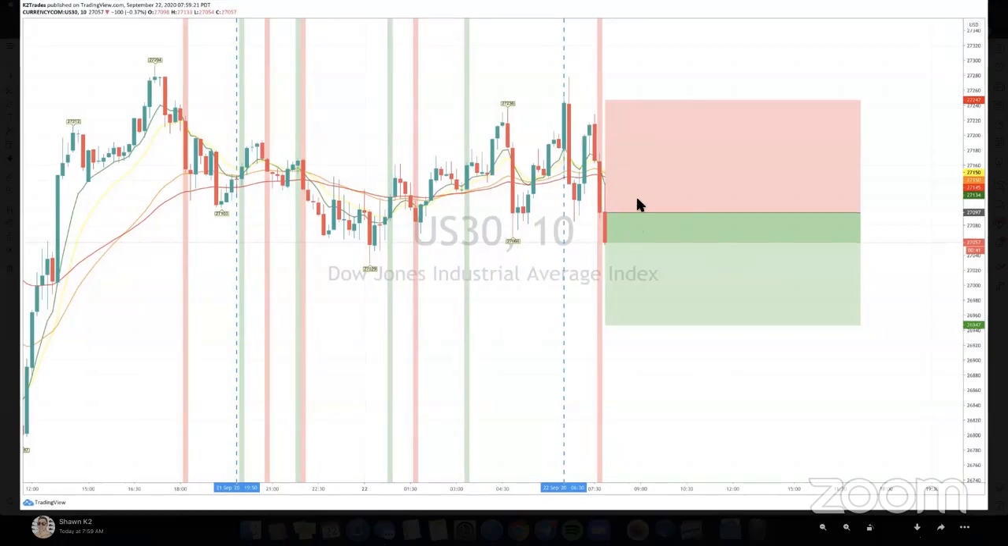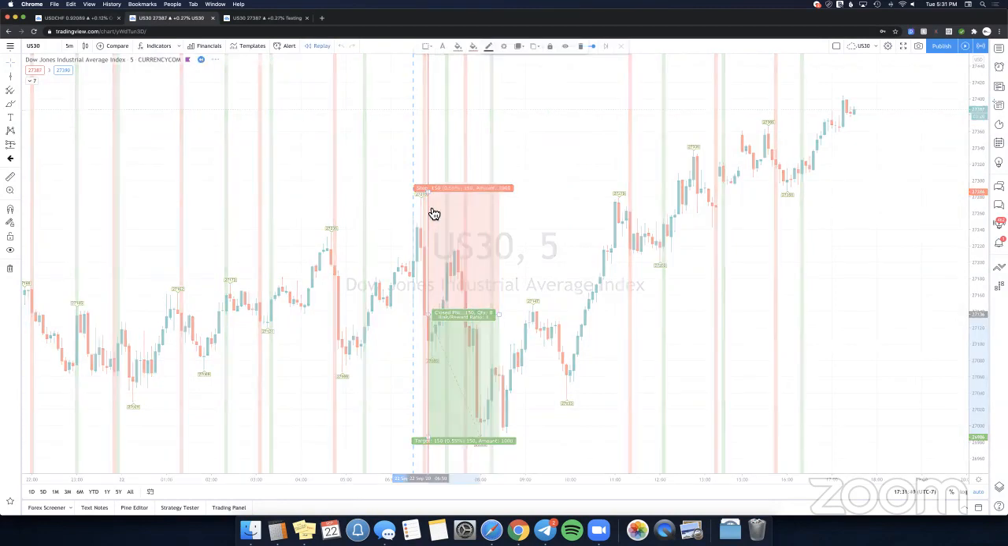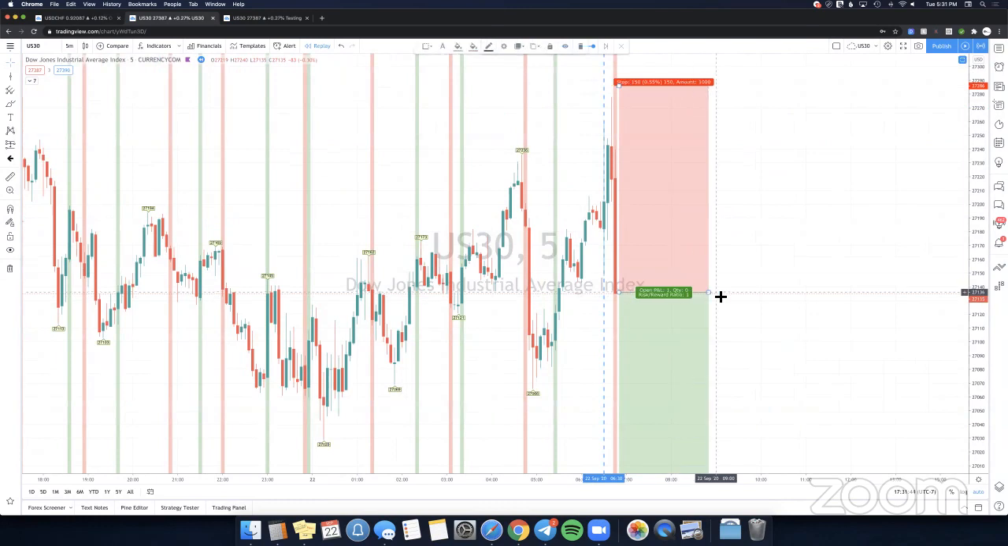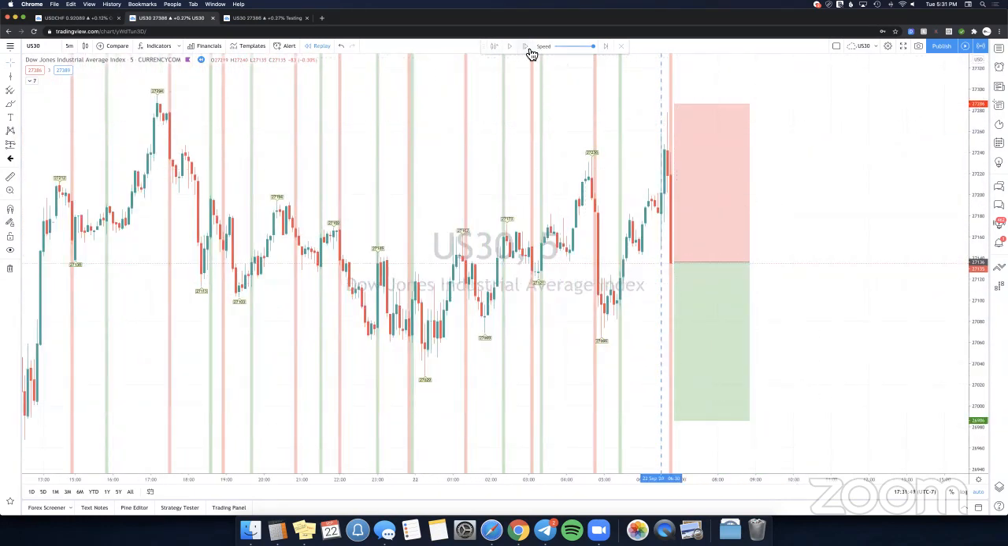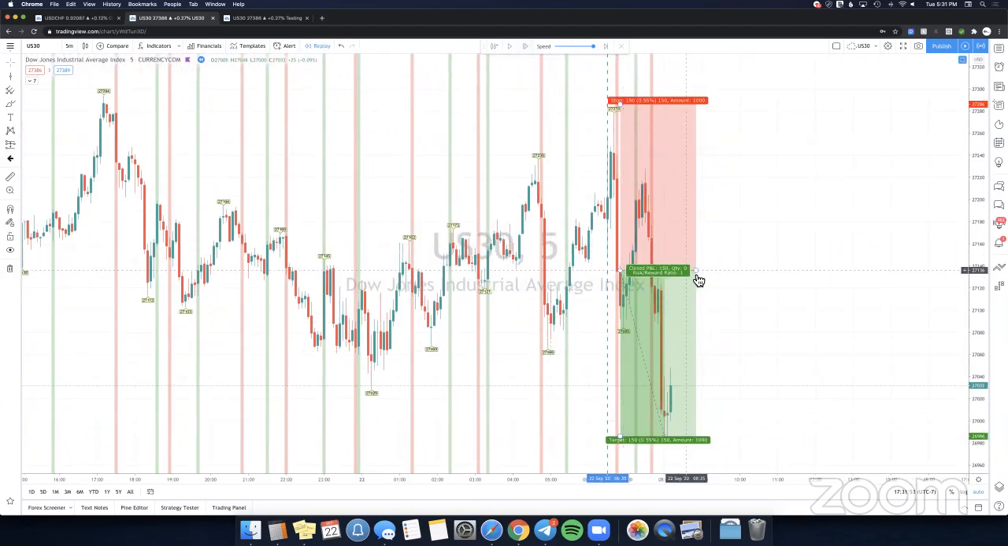There's the US 30 entry from this morning. It's the same entry that we took over here. I kind of wish I took it, but like I mentioned, it was just too risky today with the Fed speaking. So right here, this would have been the entry, and looks like it came down, hit full TP.